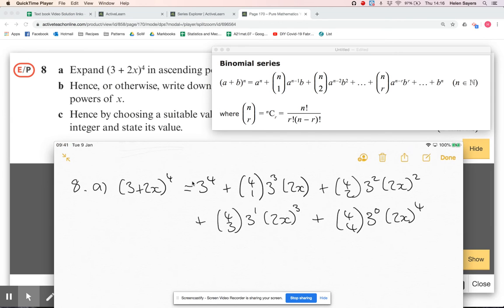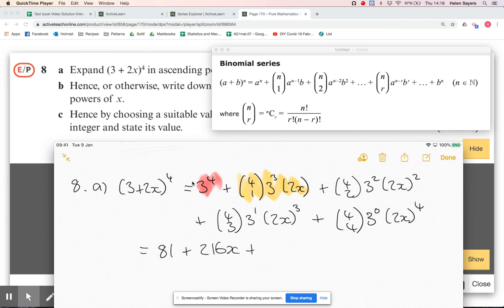Okay, so let's tidy all of those up. My constant term is just 3 to the power of 4, so that's straight into my calculator. That's 81. Everything's positive, so don't need to worry about signs. My x term is going to be 4 choose 1, so that's just 4 times 3 cubed times 2. That gives me 216x.